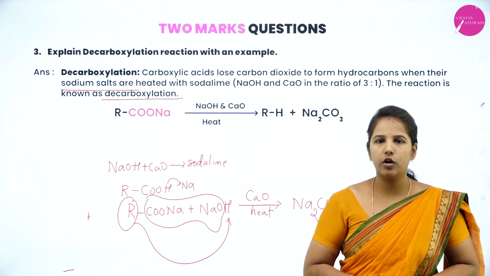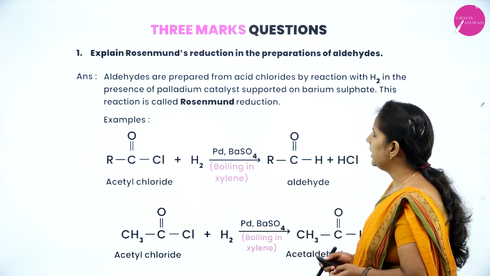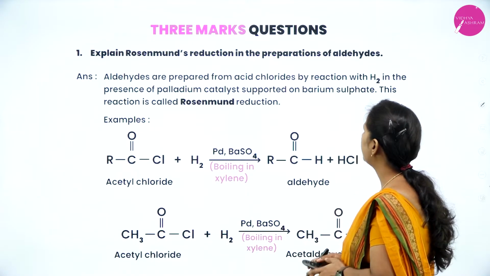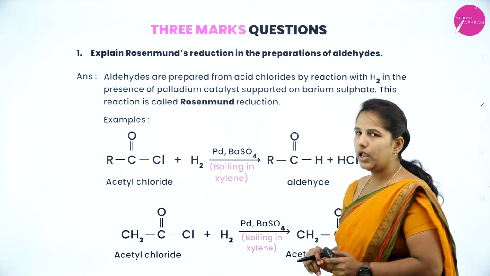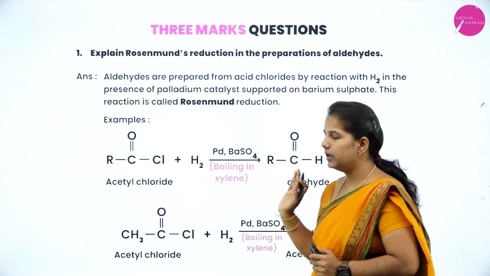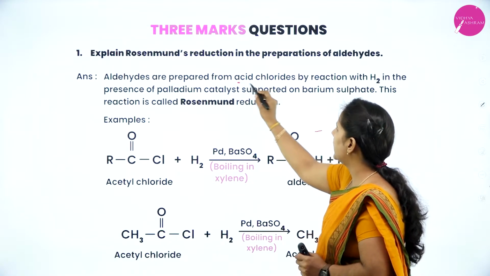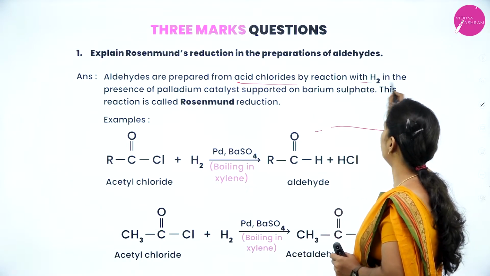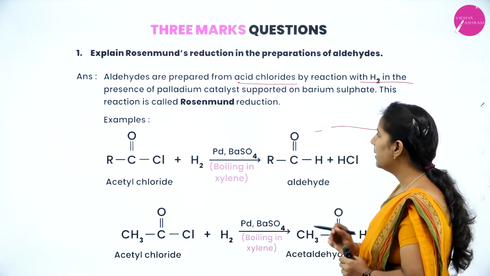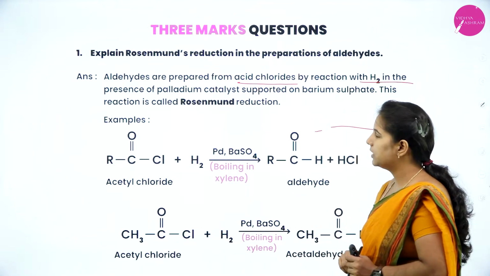This process, we call it as what? Decarboxylation. Next. Explain Rosenmund reduction in the preparation of an aldehyde. So, it is a preparation of aldehyde once again. Remember, this process was discovered by Rosenmund. Aldehydes are prepared from acid chloride by the reaction of hydrogen in the presence of palladium as a catalyst supported by barium sulfate, which we call it as what?